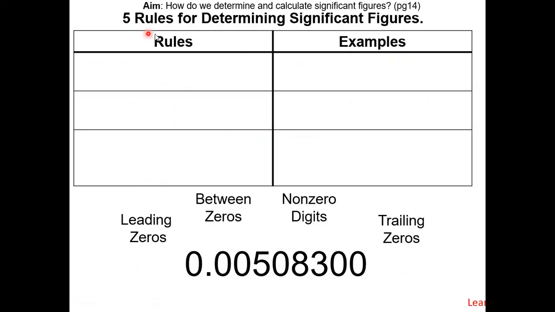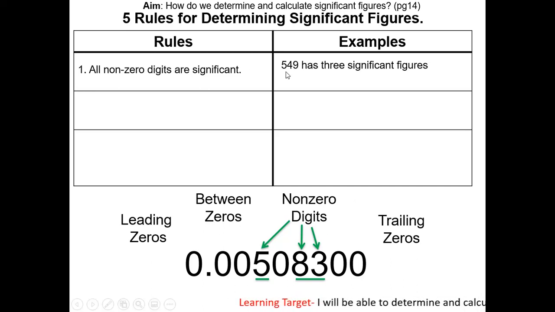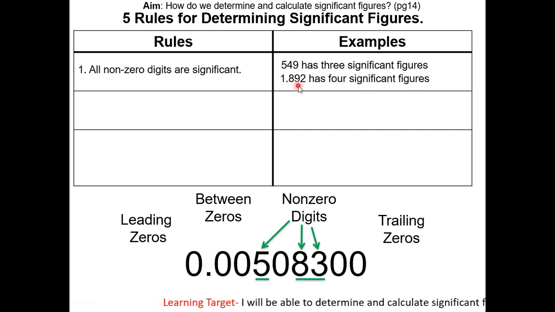So let's go over the 5 rules for determining significant figures. Rule number 1, all non-zero digits are significant. Let's look at this example here. The non-zero digits are 5, 8, and 3. They are significant. Let's do 2 more examples. If you have a number, 549, that is 3 sig figs. If you have another number, 1.892, that is 4 sig figs.